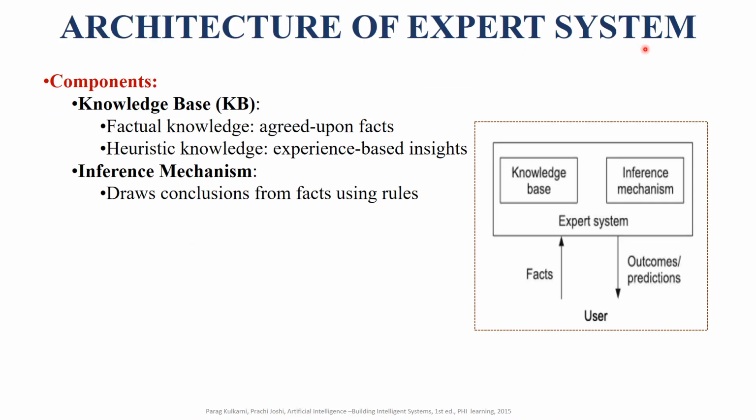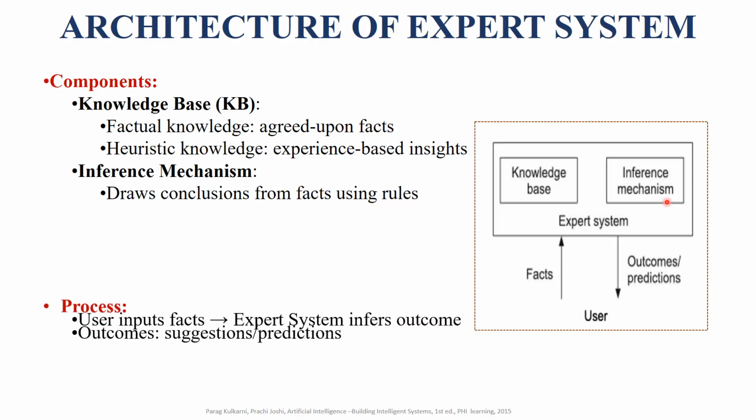The architecture of expert system. The components include the knowledge base and inference mechanism. The knowledge base consists of factual knowledge and heuristic knowledge. Factual knowledge is based on agreed-upon facts. Heuristic knowledge is based on experience. Then the inference mechanism helps us draw conclusions from facts using rules.